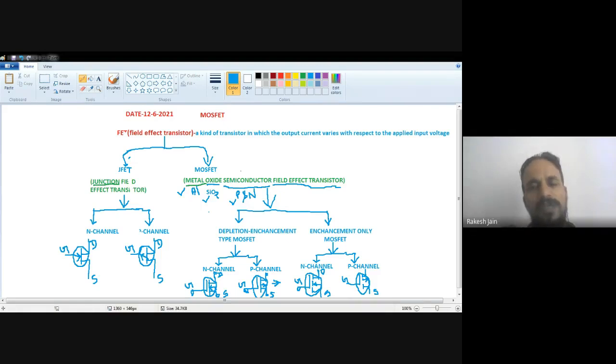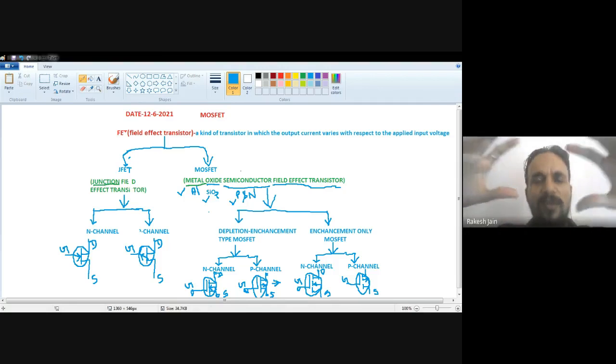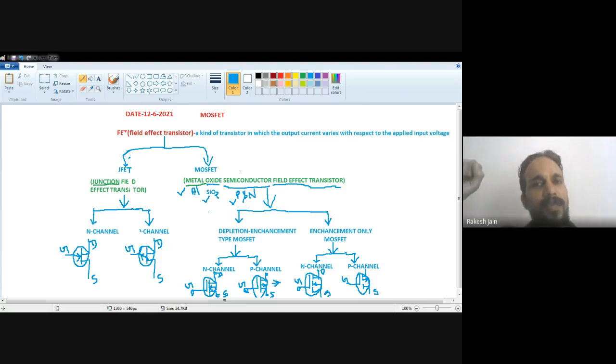Because our topic is the metal oxide semiconductor field effect transistor, we focus on that, a kind of device constructed from semiconductors in which the output terminal is taken out after aluminum metallization, and a silicon dioxide layer also works as a best insulator. A device in which the output current varies in accordance with the applied input voltage is known as a MOSFET, and they can be classified on the basis of how the number of charge carriers increases, decreases, only decreases, or only increases. The two categories are the depletion enhancement type MOSFET and the enhancement only MOSFET.